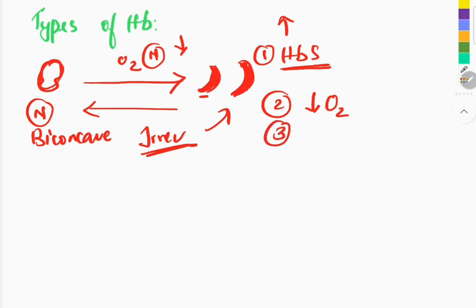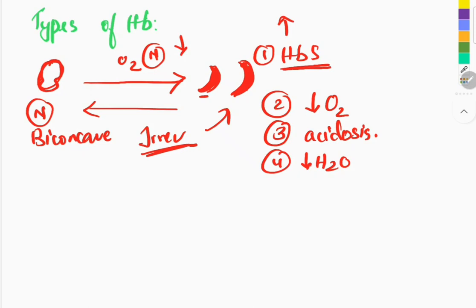Third one, guys, when the pH decreases, that is when the body due to some reason gets acidosis, again. See, basically all the stress conditions lead to sickled RBCs in these patients, okay? The fourth one is dehydration, when water is low in the body, okay?